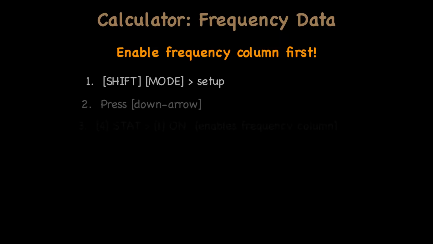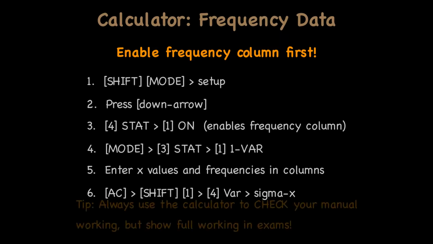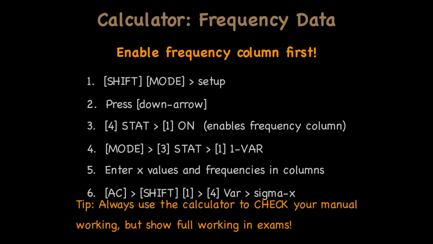For data with repeated values, enable the frequency column first. Press Shift mode to access setup. Scroll down, press 4 for stat, then 1 to turn on the frequency column. Now enter stat mode and input X values with their frequencies. Remember, always use the calculator to check your manual working, but show full working in exams.